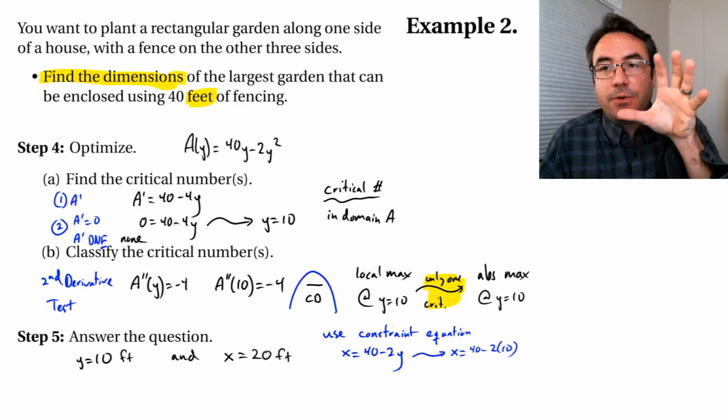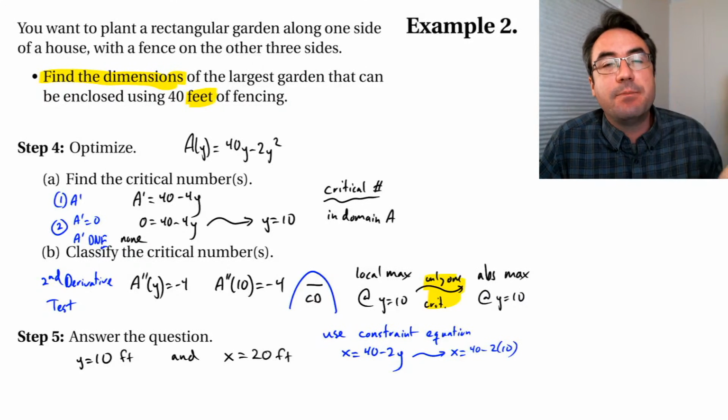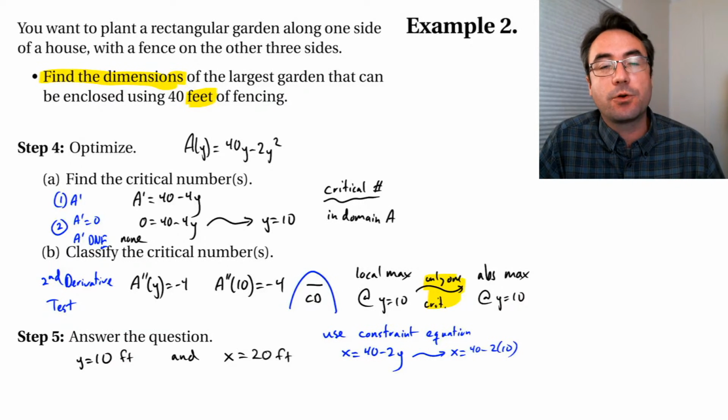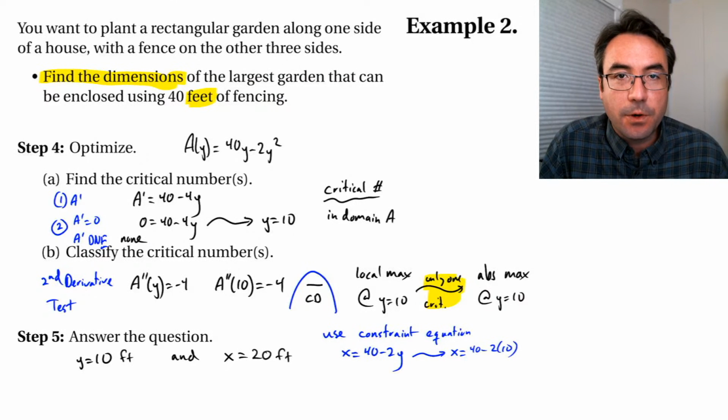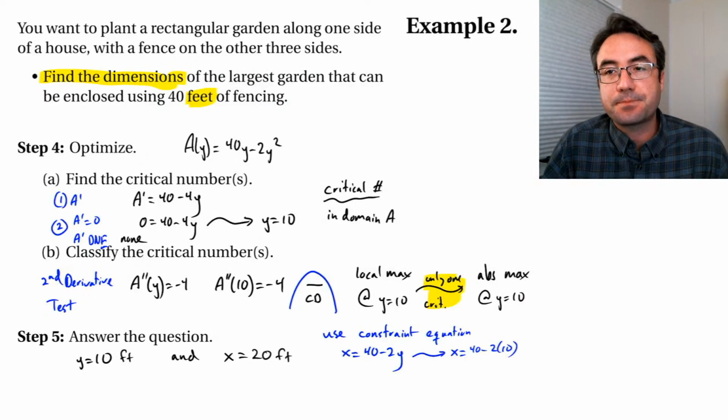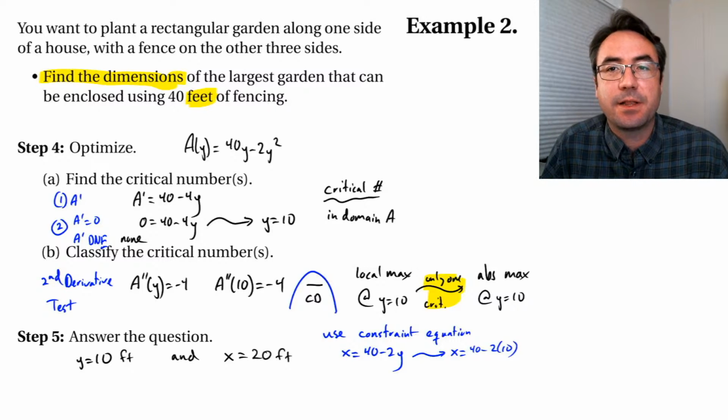So you don't have to show it exactly like that, but some mention that since we only have one critical number, we can actually say a little bit more. It's not only a local max, it's an absolute max. So we do want to see that in the classification here, if it's applicable.